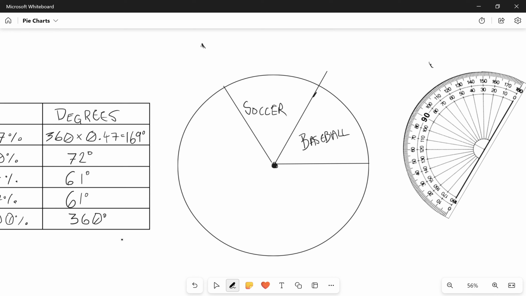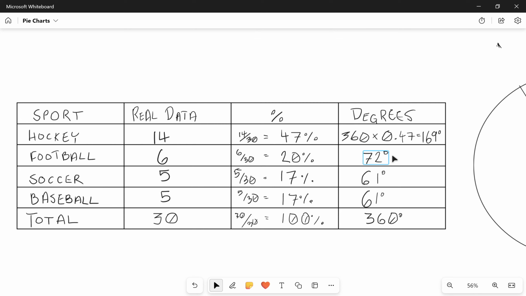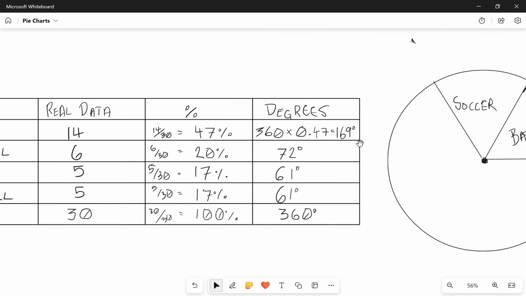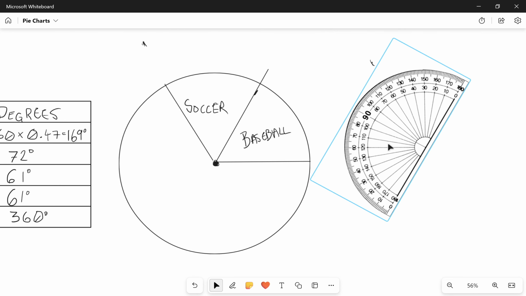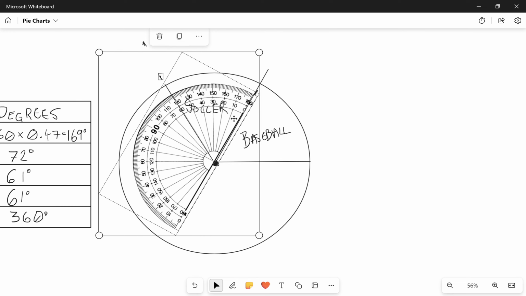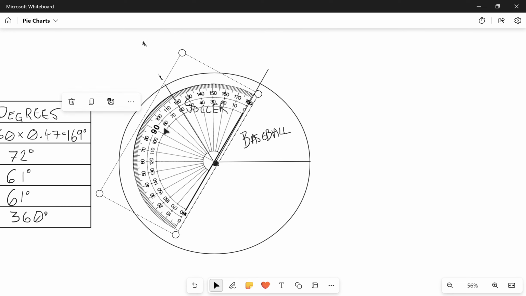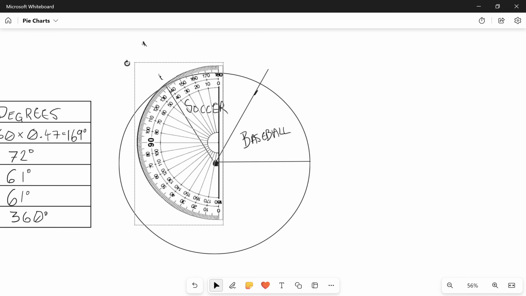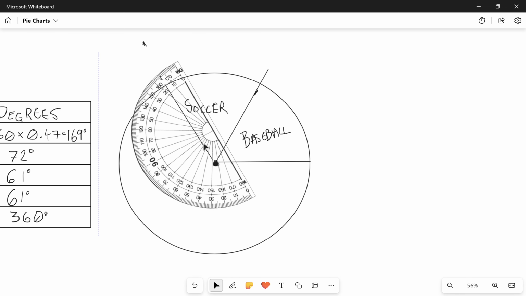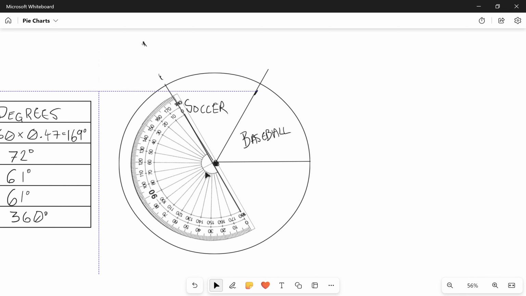Now remember, we are going lowest degrees to highest. We did our 61s. Next is a 72. 72 is our number of degrees that aligns with football. So 20% of students that we surveyed liked football best. That we found out was 72 degrees on our circle. So we're going to grab our protractor. We're going to bring it over, and we're not going to use the same circle or the same vertex, the same angle as the last one we used. We are going to rotate it to where we left off, to the end of our last one.